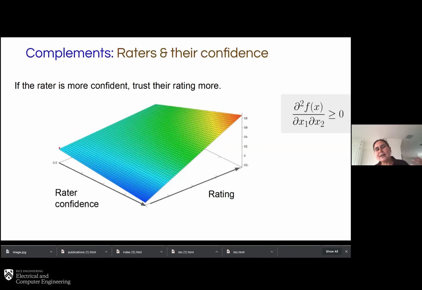Whereas if the rate of confidence is high, then a negative rating matters more, it's more negative, and a positive rating matters more, it's more positive. So this twist of slope, saying we should trust the rating more as the rate of confidence increases, is exactly this complements relationship that you see in the math over there. And again, if we have these multidimensional lookup tables, we can impose this by imposing it on the lookup table parameters themselves.